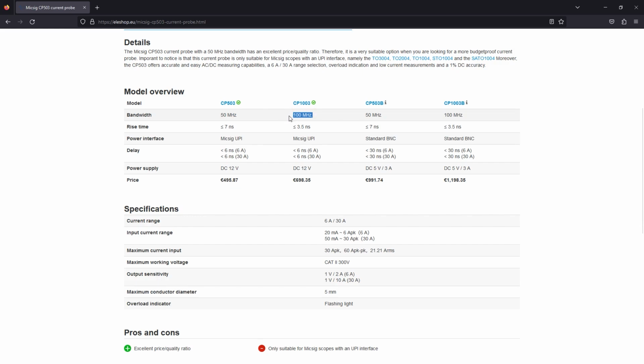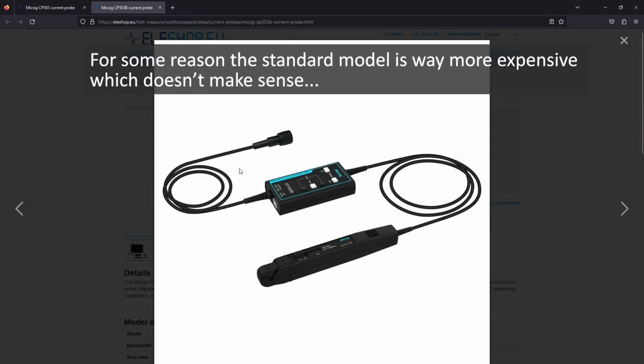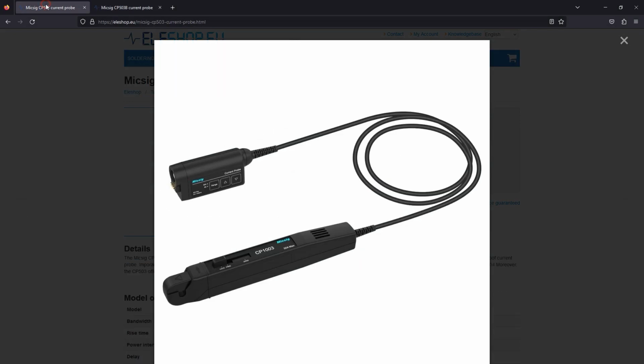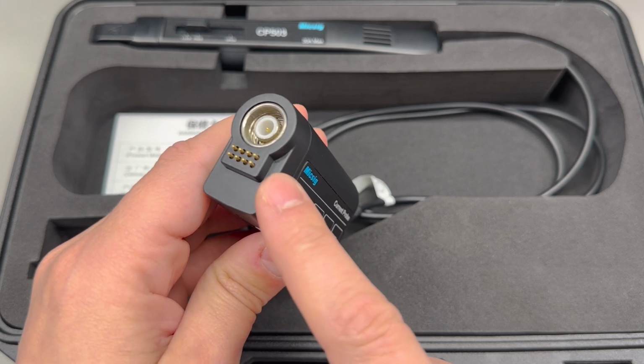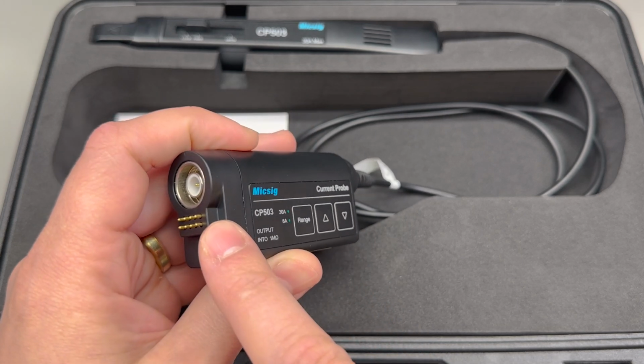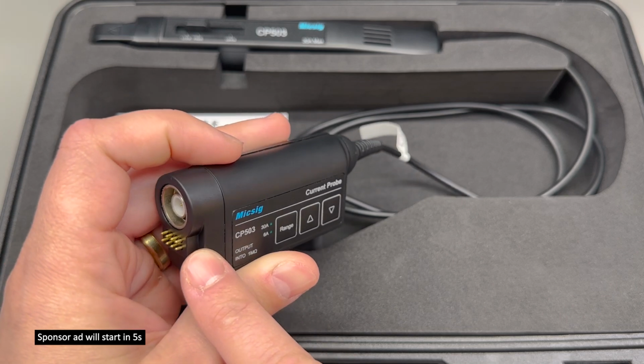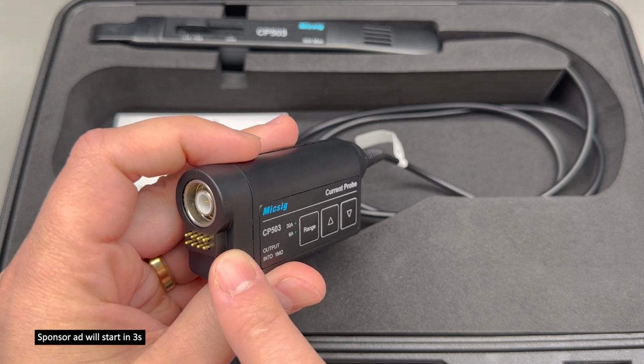Additionally, they have two connection method variants for this probe. You could have the more standard universal BNC connection, which I had on the previous model, and that works with any oscilloscope input. But now they also have this UPI interface with these additional pins, and this is supported on their newer oscilloscopes like the STO1004, which I reviewed in Voltlog 438.